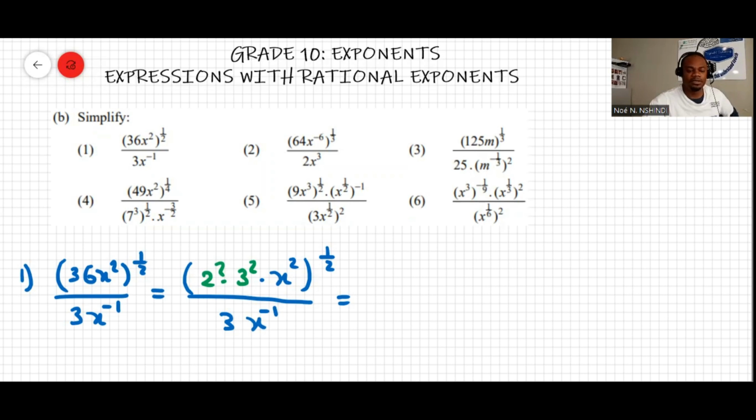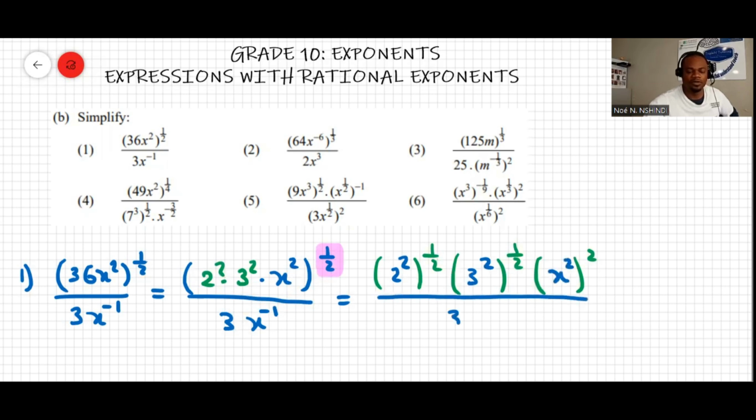And then over here, remember this power, a half, is for everything within the brackets. So this will be this to the power of a half, the other one to the power of a half, and the other one also to the power of a half. And then that's 2 squared to the power of a half, 3 squared to the power of a half, x squared to the power of a half, all over 3 x to the -1.